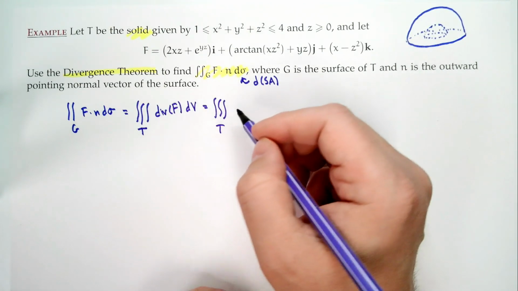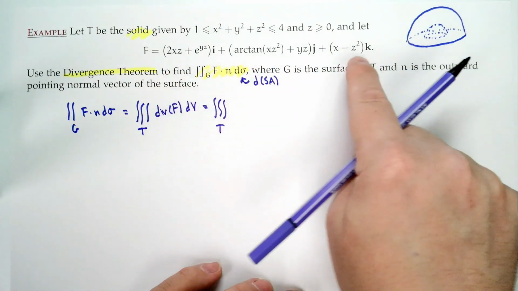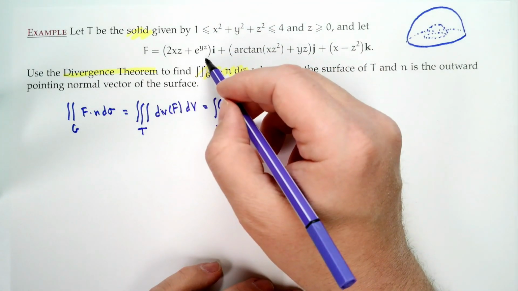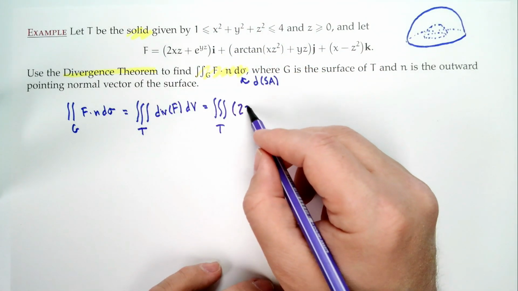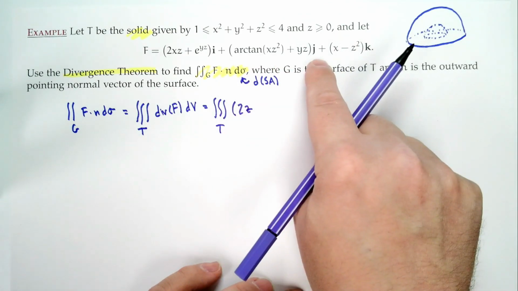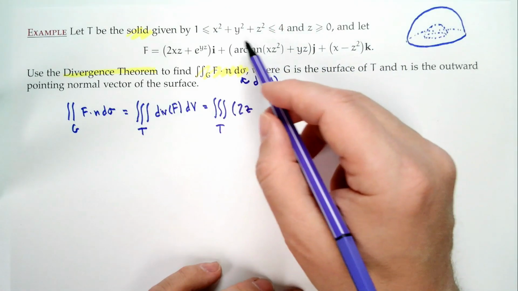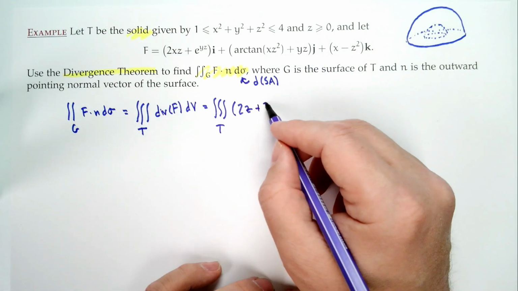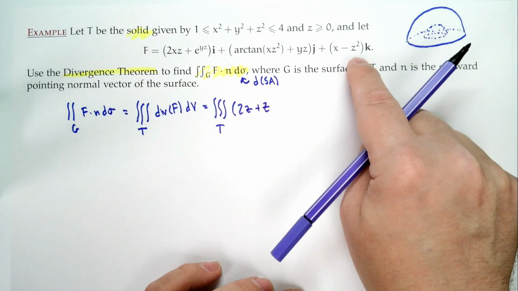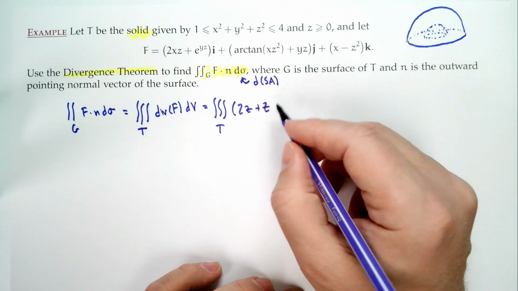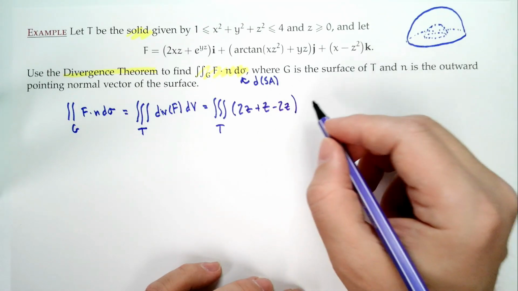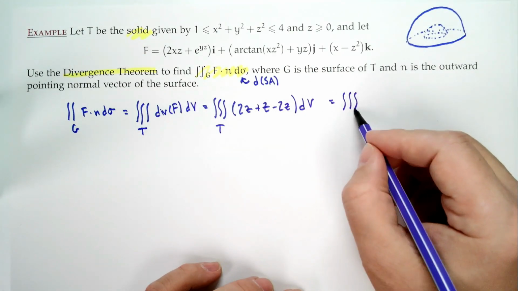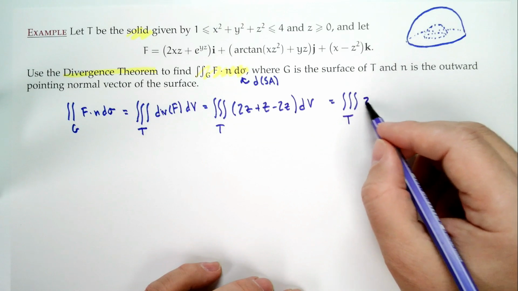So we've got to compute this divergence. Go through it term by term. Take the derivative of the first term with respect to x. The nice thing is that this e to the yz goes away, and we're going to get 2z. Go to the second term. Take the derivative with respect to y. The arctangent, the one that looks intimidating, is gone, and we're just left with a single plus z. And we go to our last term and take the derivative with respect to z, and we're going to get a minus 2z. Well, the 2z and the minus 2z cancel. So this becomes the integral over T of z dV.